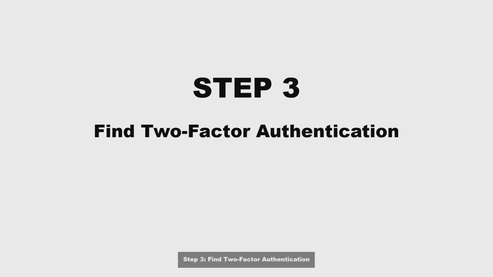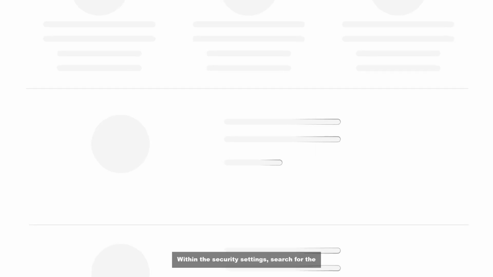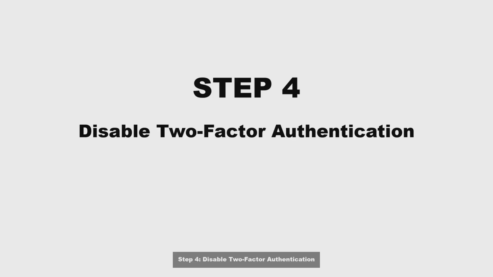Step 3. Find two-factor authentication. Within the Security Settings, search for the two-factor authentication option. This may be listed under two-step verification or a similar term.